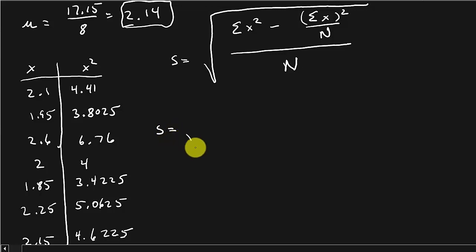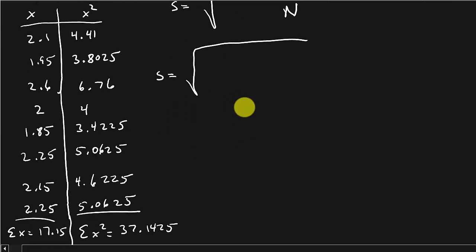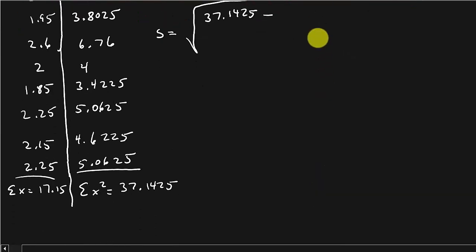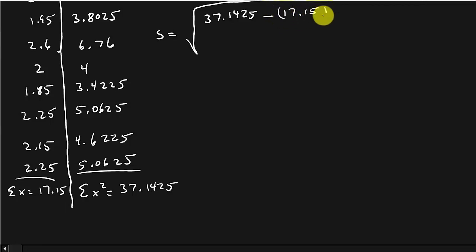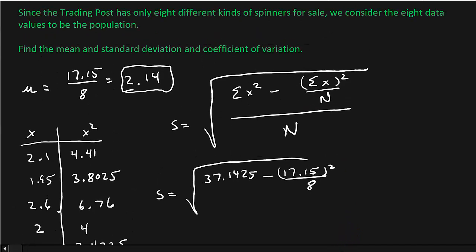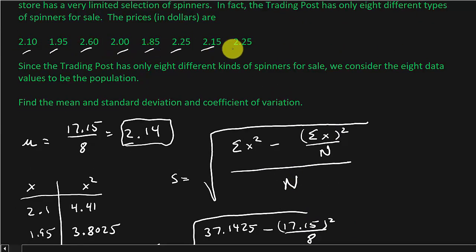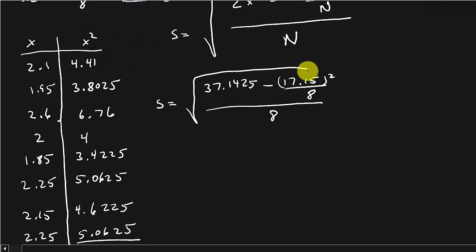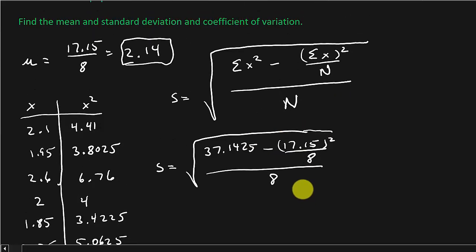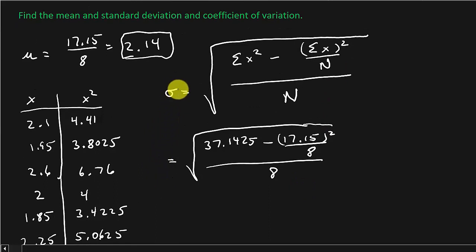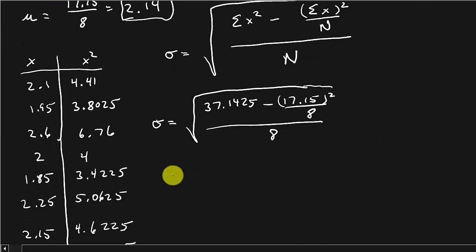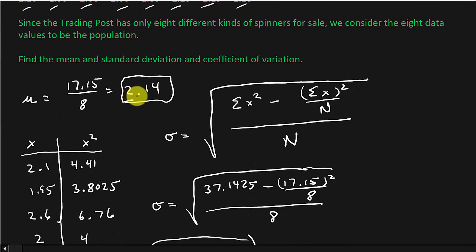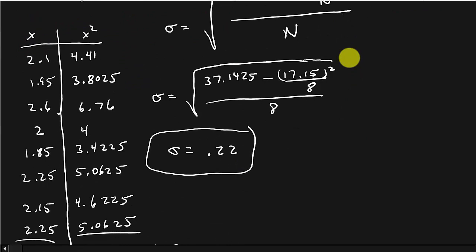That's all of the spinners that they sell, so that's the population. And so we get S is equal to the square root, the sum of x squared, which is 37.1425, minus the sum of x, which is 17.15 squared, divided by N. Capital N is 1, 2, 3, 4, 5, 6, 7, 8. And then that's divided by 8. And, oh, I'm sorry, look at what I did. That's not S. That is sigma. We're dealing with population. And so I get sigma is equal to, that comes out to 0.22. So 22 cents. So there's sigma. And so the mean is $2.14. The standard deviation is 22 cents.